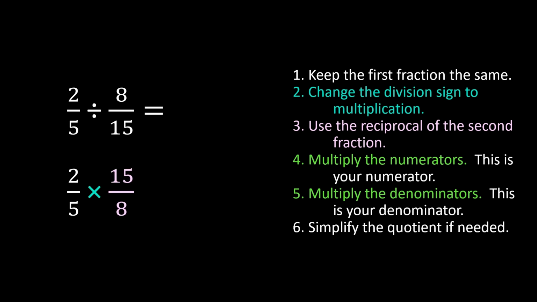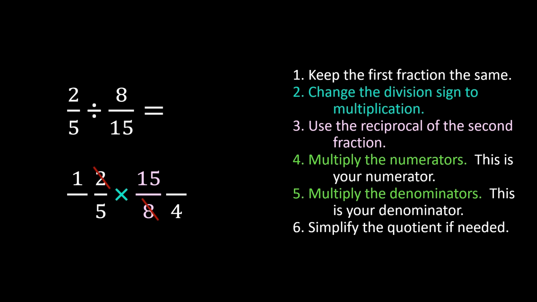Then I'll be ready to multiply my numerators and multiply my denominators. However, if you notice that you can simplify the numbers that are diagonal from each other, you can begin doing some simplification in your problem now. Well, I see 2 and 8 are diagonal from each other, and 2 and 8 share a common factor of 2. So I'm going to start by simplifying here. I'm going to divide 2 by 2, and I get 1. Then I'll divide 8 by 2 and I get 4.